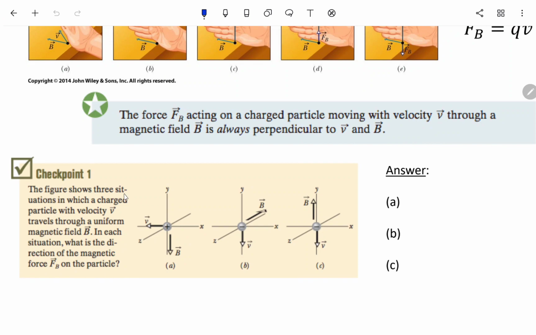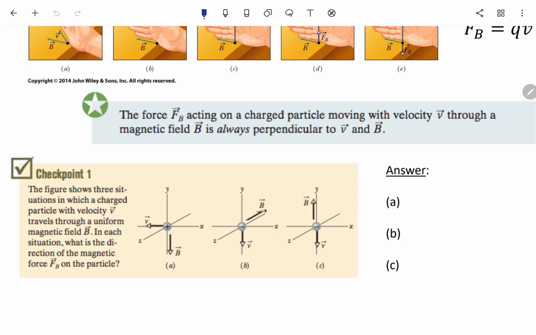Okay, so we can try to figure it out. The figure shows 3 situations in which a charged particle with velocity v travels through a uniform magnetic field B. In each situation, what is the direction of the magnetic force Fb on the particle? What is the direction of the Lorentz force? For the first one, this is positive, and then v points to the negative x-axis, and B points to the negative y-axis. Okay, so we can use both ways.